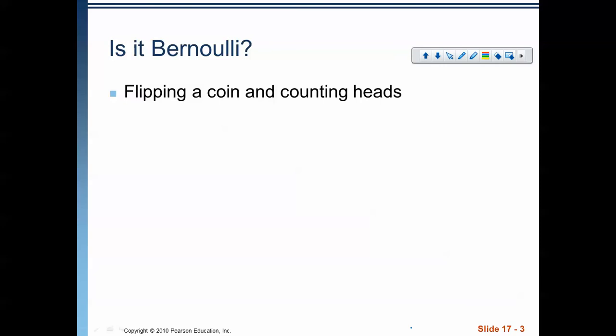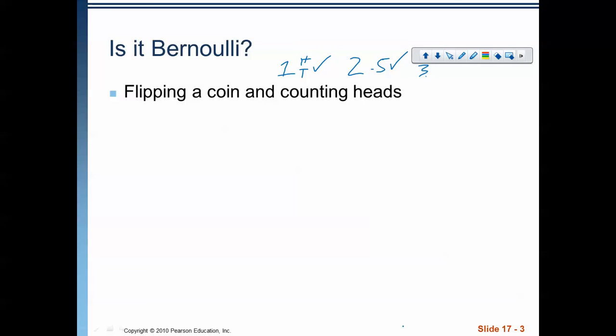Is flipping a coin and counting the heads a Bernoulli trial? So, one, is there only two possible outcomes? Heads and tails. Yes, that works. Two, is the probability of success constant? Yes, that works because it's always 0.5.